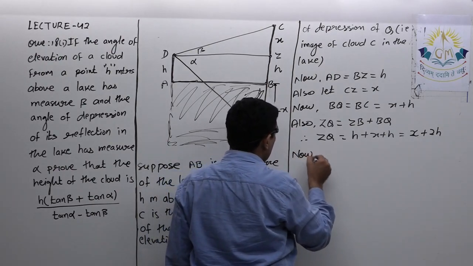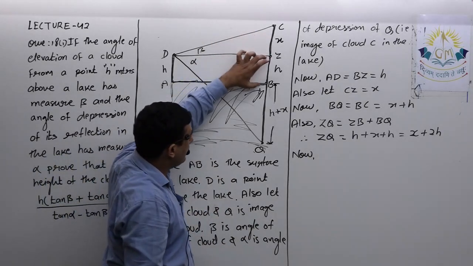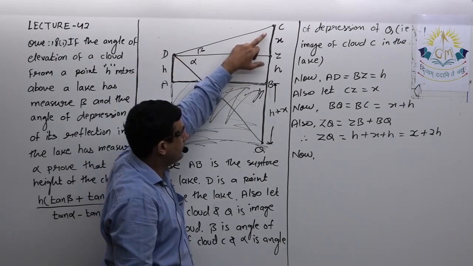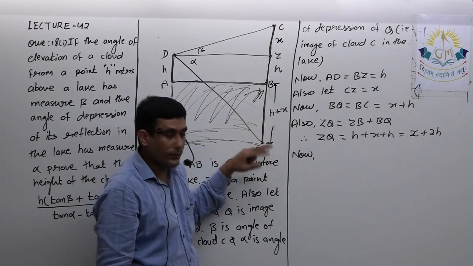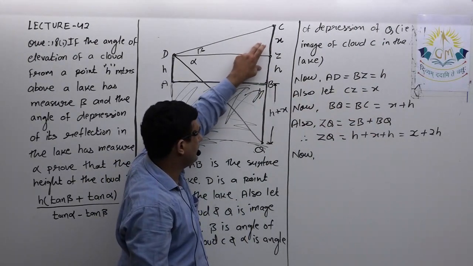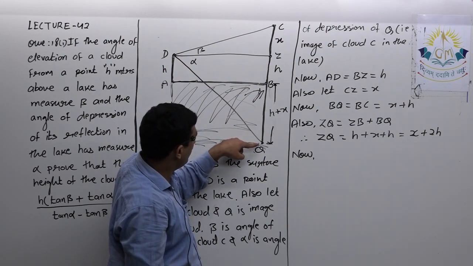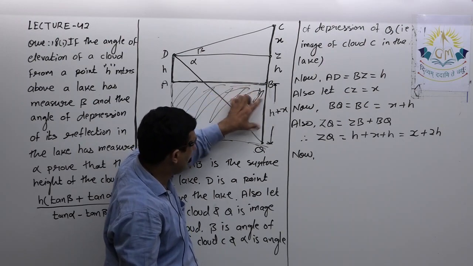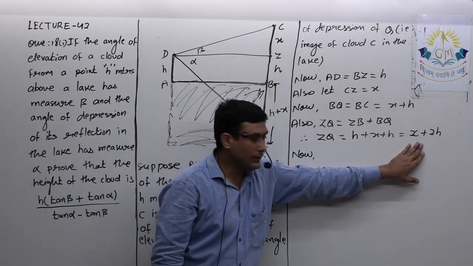Now I will start applying the trigonometric ratio. Before I move ahead, again I took this portion as X, and this BZ is equal to H. It is given, it is equal to AD. We also know that the distance of the object from the mirror must be equal to the distance of the image from the mirror. That means BQ must be equal to BC. So I got BQ equal to BC is equal to X plus H. Now I need ZB when I apply the trigonometric ratio on this triangle. So ZQ is equal to ZB plus BQ. ZB is equal to H and BQ equal to X plus H. So this is X plus 2H.